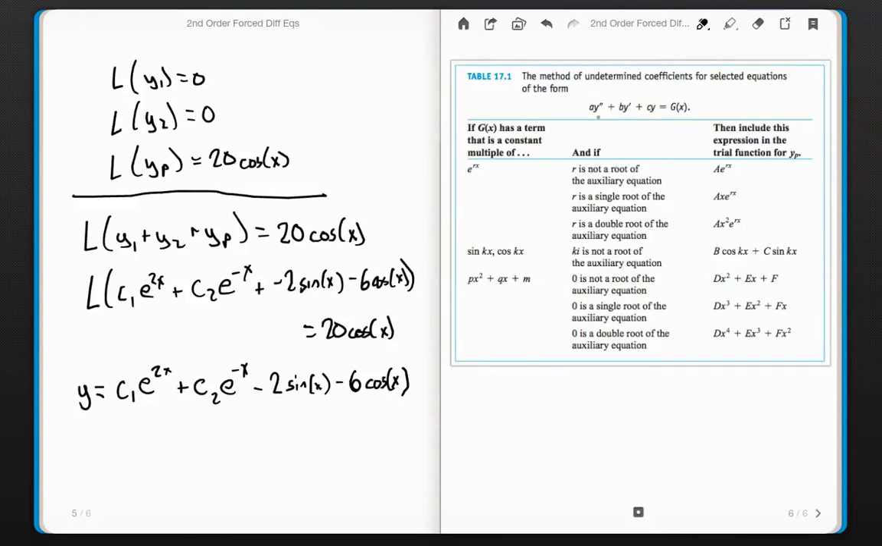Right. A y double prime plus B y prime plus C y, equals this g of x. This is the forcing function. Let's label that forcing function. So this thing here is my forcing function. All right. So we already did one like this. If it's got sine of kx and cosine of kx, like that. Now it's important that these two things match. The k's match here. I'll make a note of that. K's match.